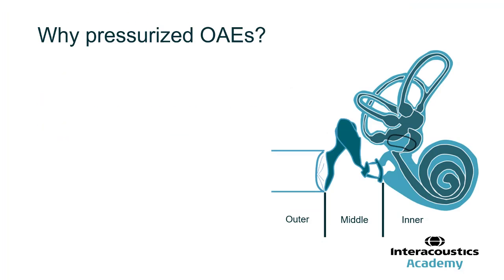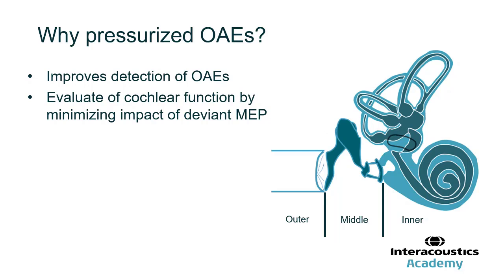I always like to start the talk with why, even though I haven't really presented any of the information yet. Hopefully I'll clear a lot of the information up for you during the talk. But why would we want to pressurize otoacoustic emissions? The first reason is that it improves the detection of OAEs. I will show you that in the coming slides.